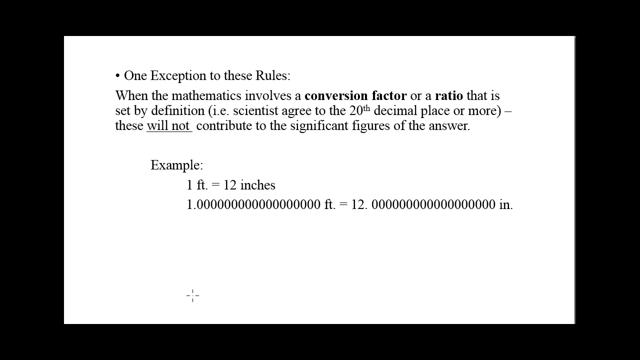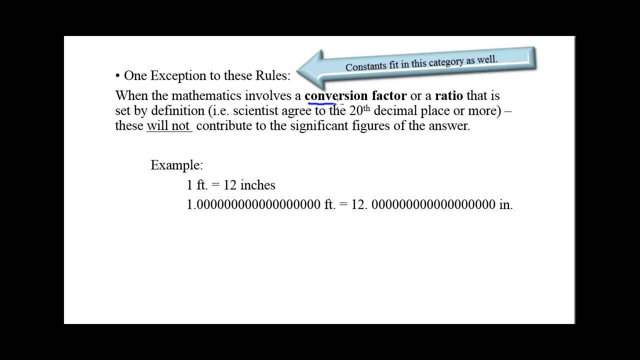Of course, every rule has one exception, and this is the one exception to these rules. When the mathematics that you end up doing involves either a conversion factor or a ratio that is set by definition, in other words, scientists agree to the 20th decimal place or more, these numbers will not contribute to significant figures of the answer. Now, let me give you an example. 1 foot equals 12 inches.